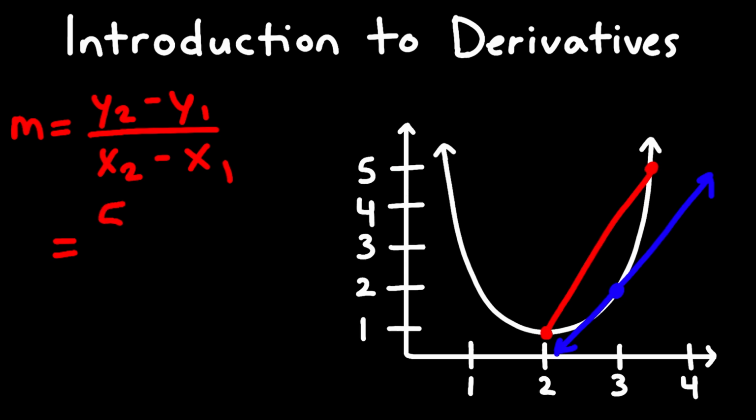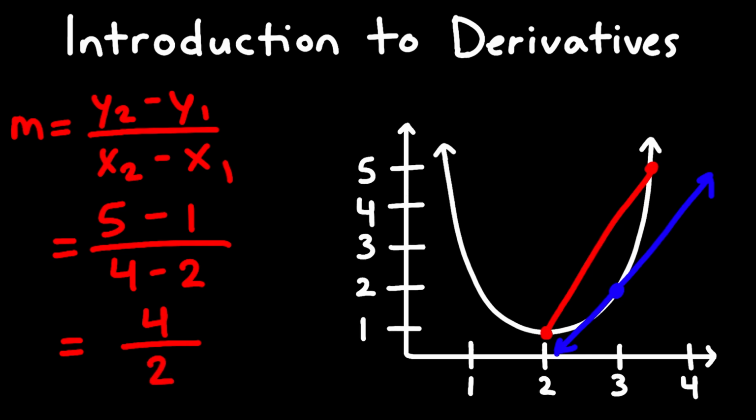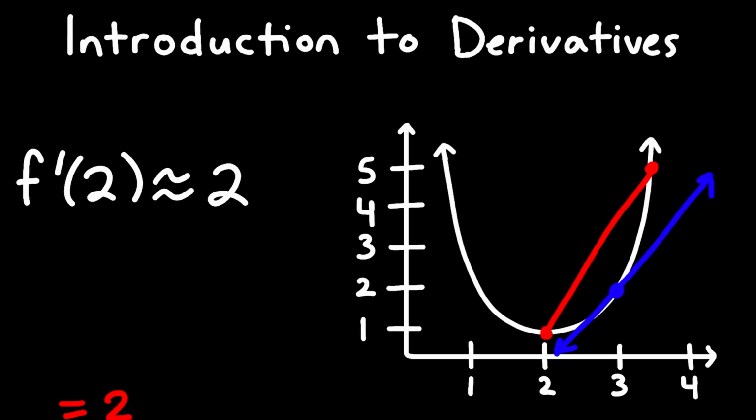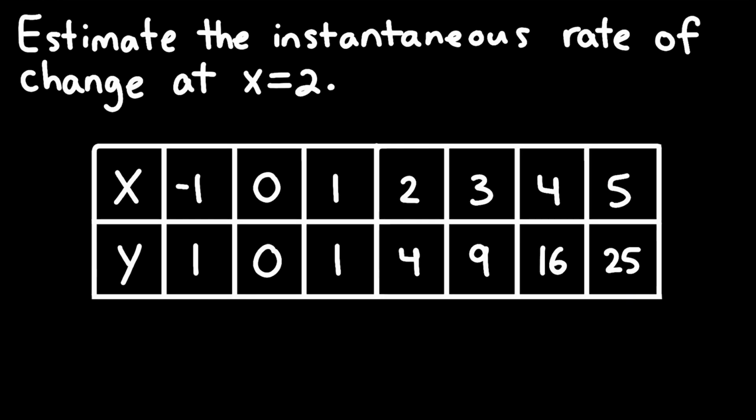So y2 is 5. y1, right here you can see that at x equals 2, y is 1. That means y1 equals 1. And then x2 minus x1, our x2 is 4, our x1 is 2. So we would have 4 minus 2 on the denominator. Simplifying this real quick, 5 minus 1 is 4, 4 minus 2 is 2, meaning our approximated derivative is 2. So just to clear up a little bit of room here, we could write that f prime of 2 is approximately 2.